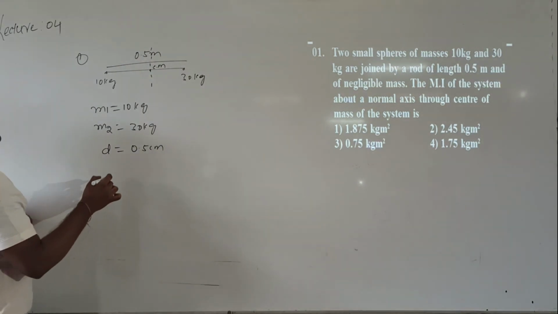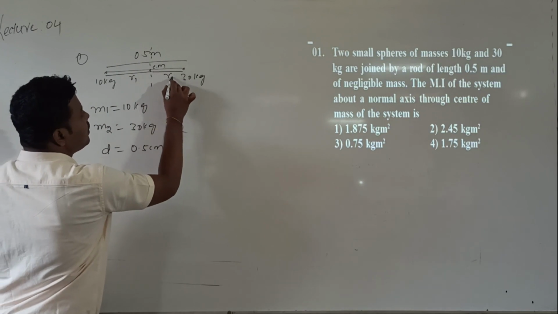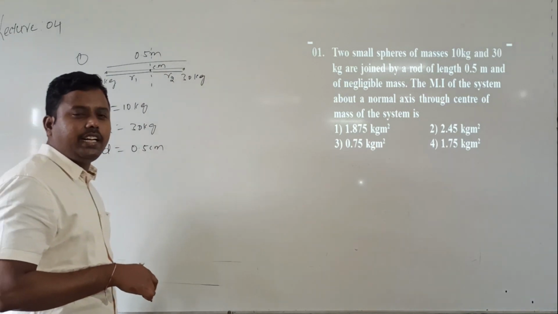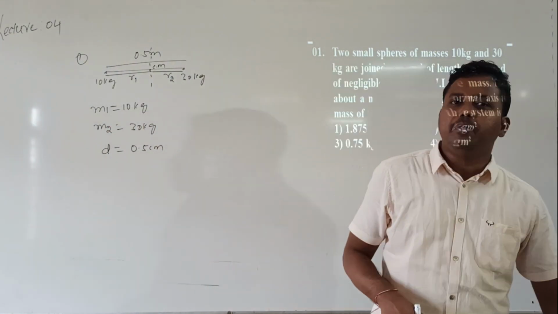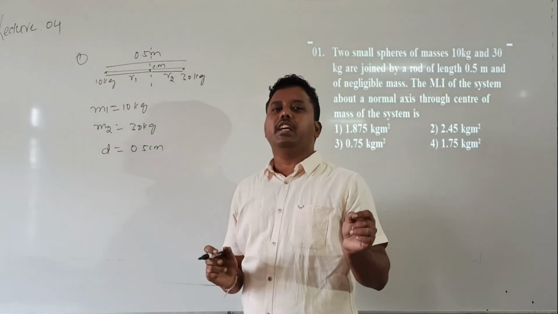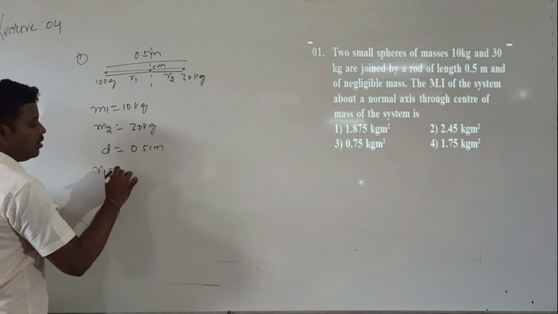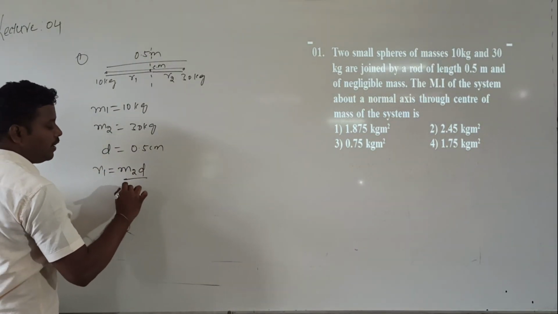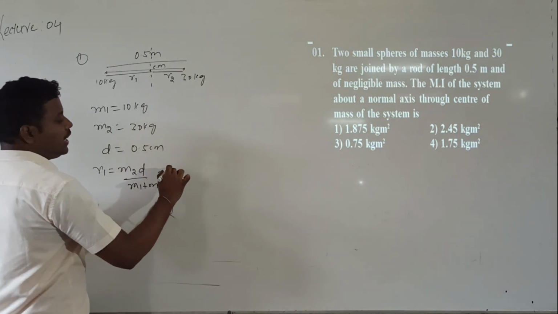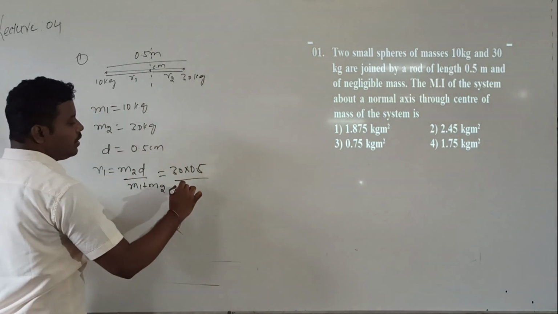To calculate moment of inertia, I need the distance of the first particle from the center of mass and the distance of the second particle from the center of mass. So what is the formula studied in center of mass? When two particles of masses M1 and M2 are separated by distance d, how can you calculate the distance of each particle from the center of mass? The formula is R1 is equal to M2 into d divided by M1 plus M2. Correct? Substitute the values. M2 value 30, d value 0.5, divided by M1 plus M2, 30 plus 10, 40.